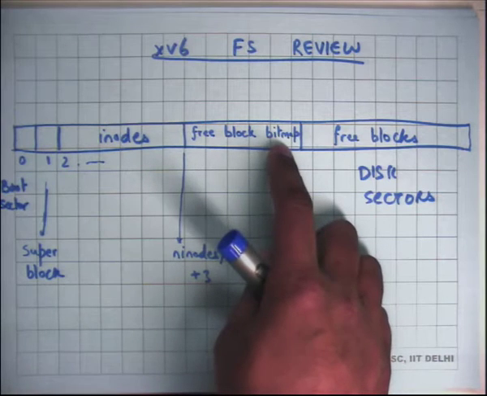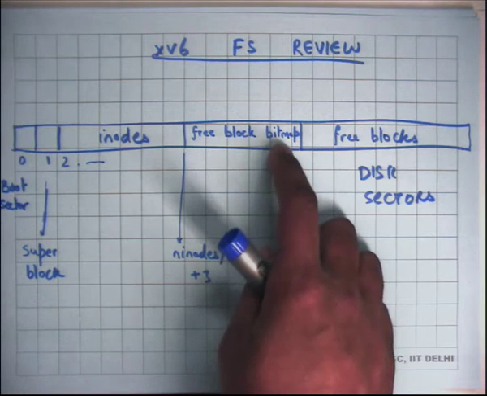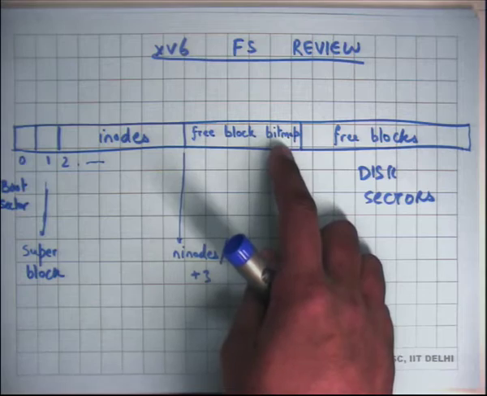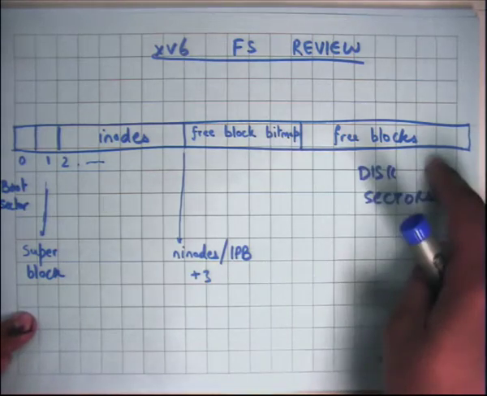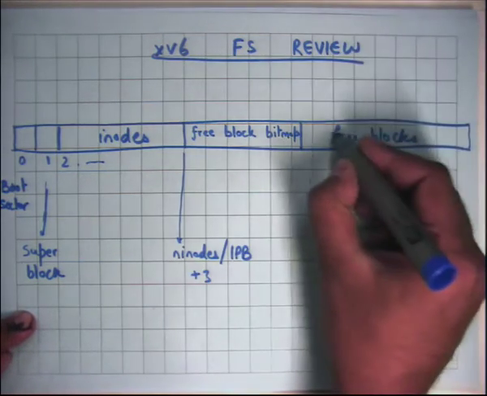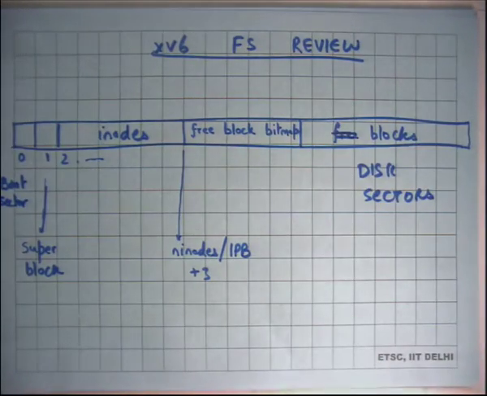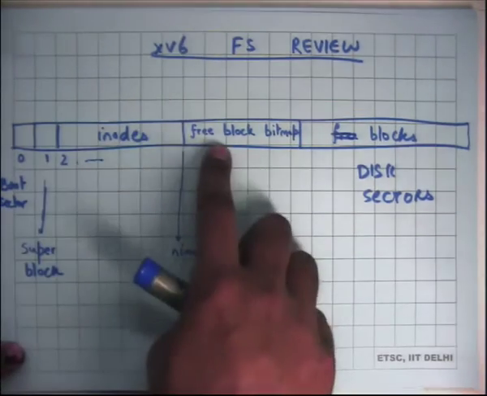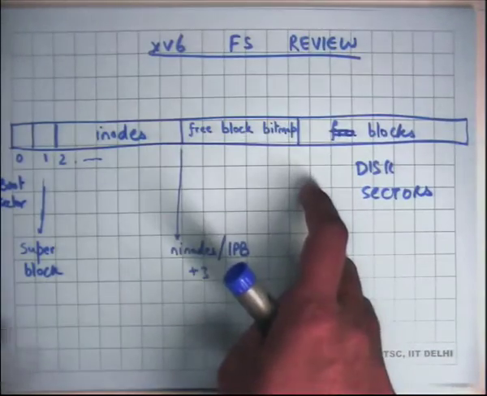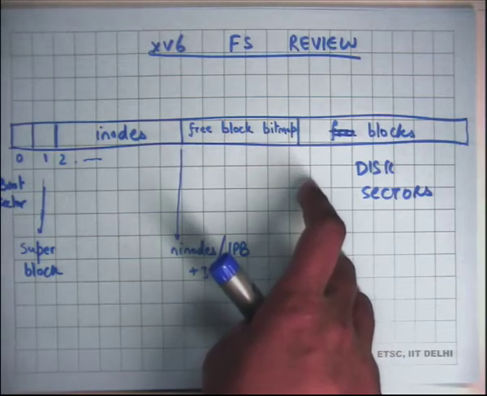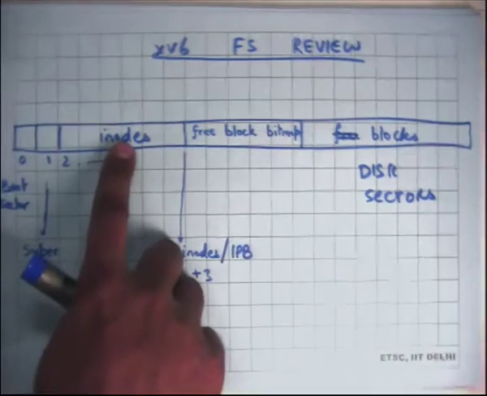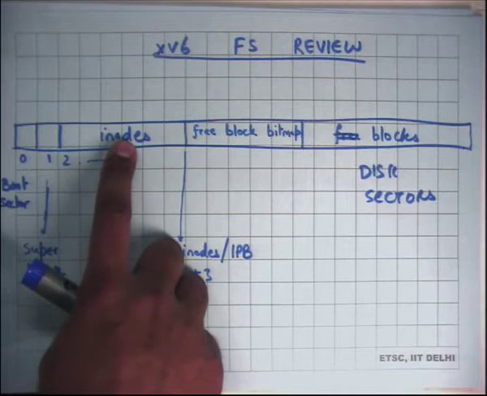You basically store 1 bit per block to indicate whether the block is used or free, and then you have the blocks themselves. Actually, I shouldn't say free blocks. These are all the blocks, free or used, so this is the place where all the data is stored. This is the place where you store whether a block is free or not, and this is the place where you store inodes for the files, right?